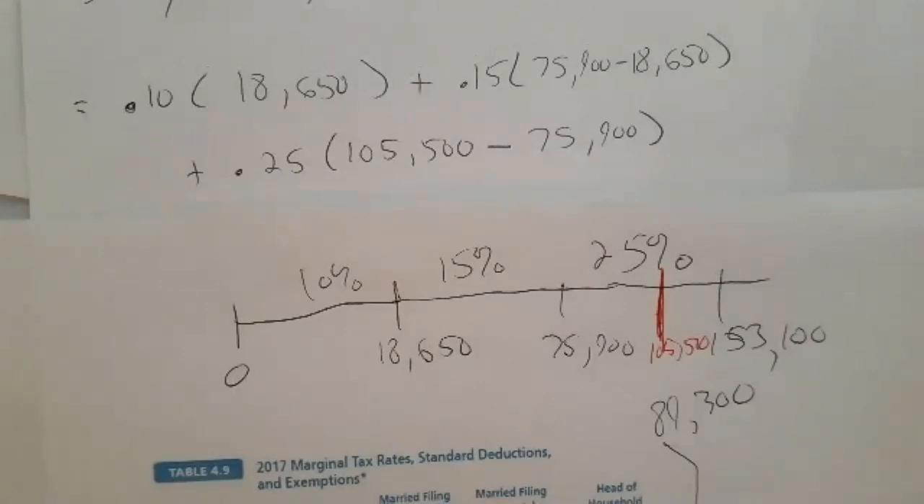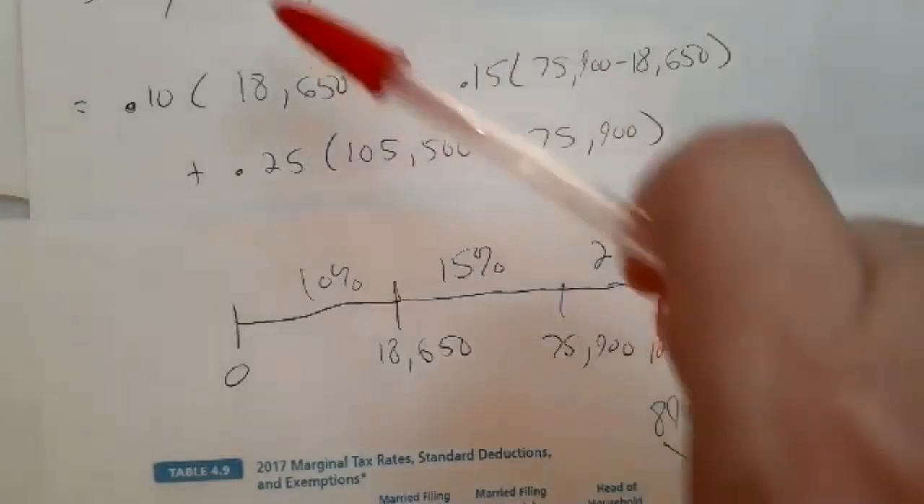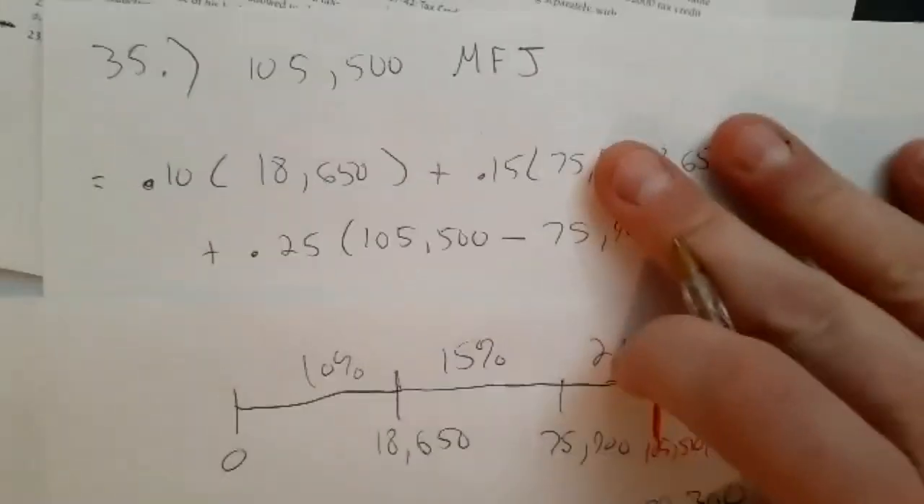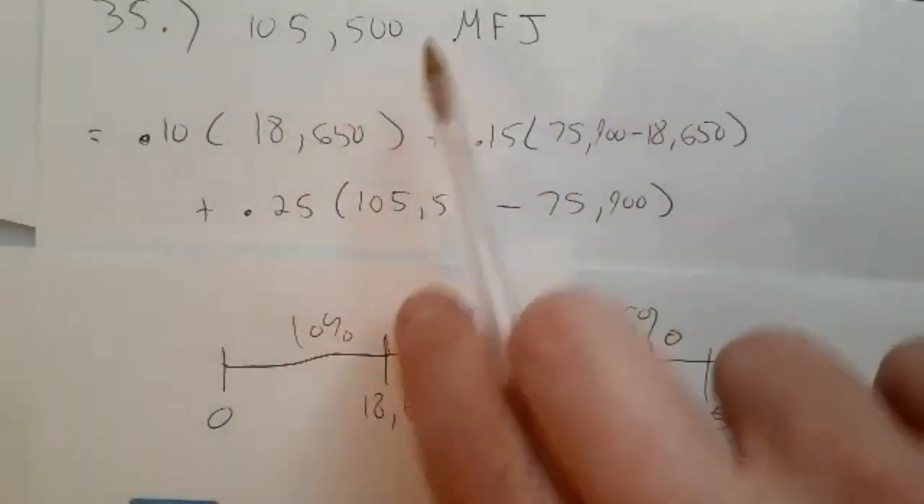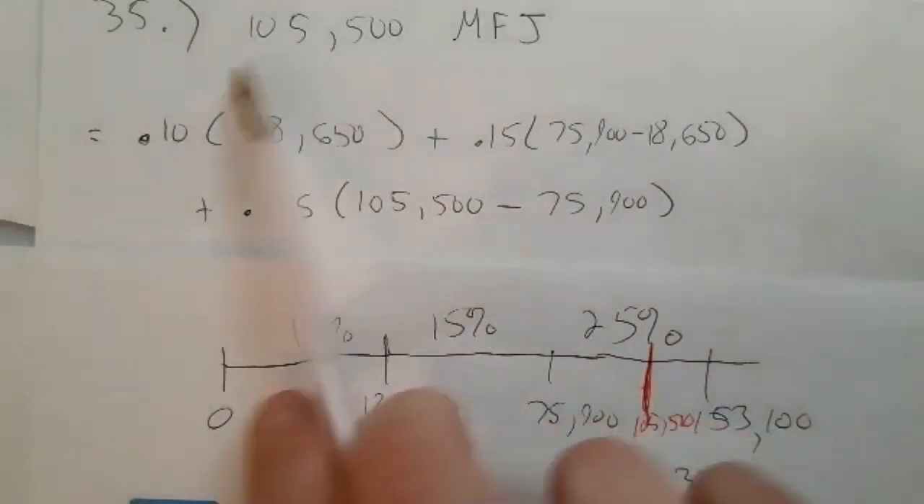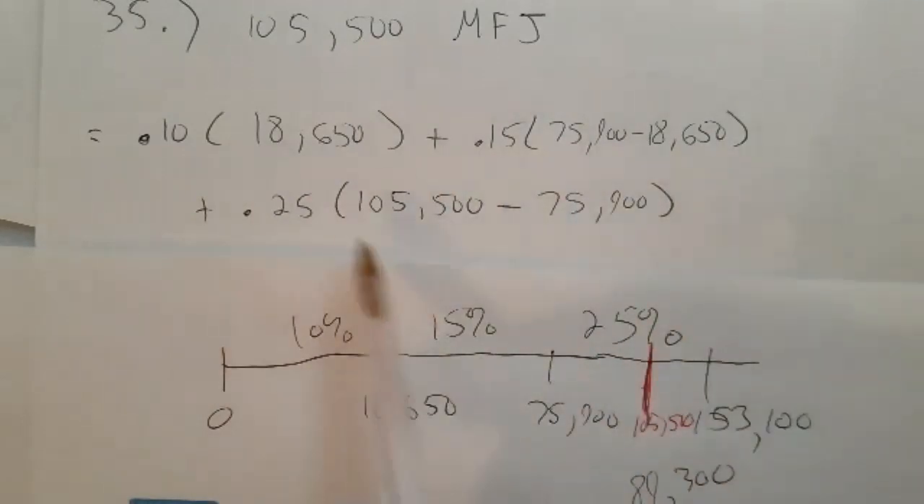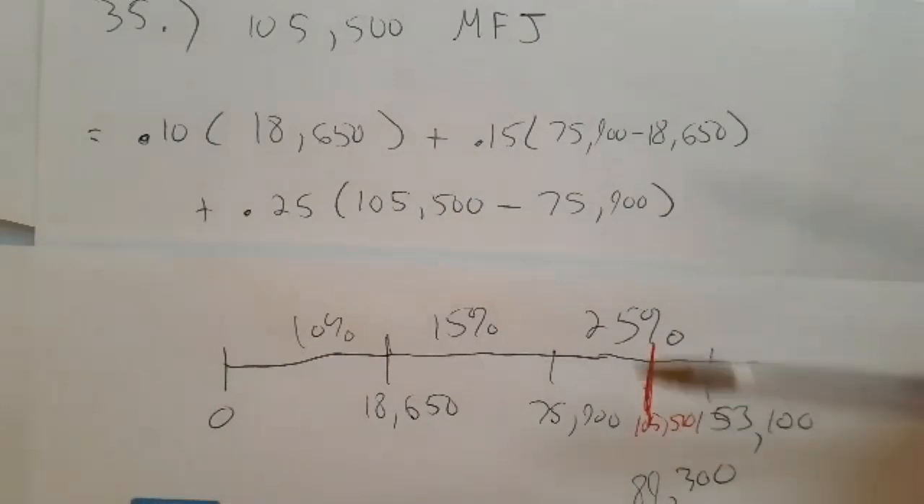So just to re-emphasize, your taxable income was 105,500. You should see this number, your taxable income, somewhere in here. It should be right here. I do not want to see this 153 in there. A lot of times people will try to go up to the 153 and plug it in here. We don't have any money in between here and here. This is our taxable income, and we're cutting it off here.